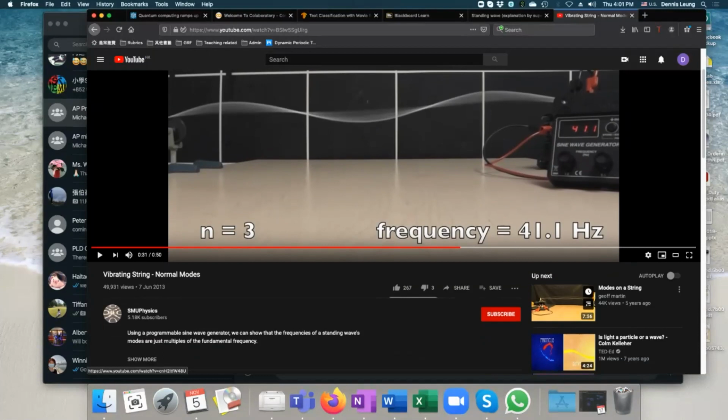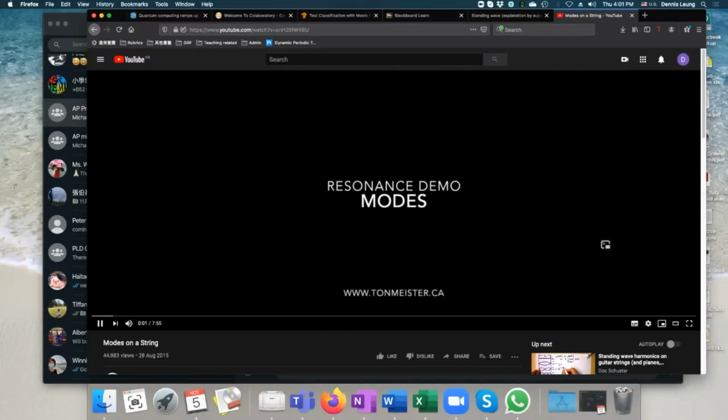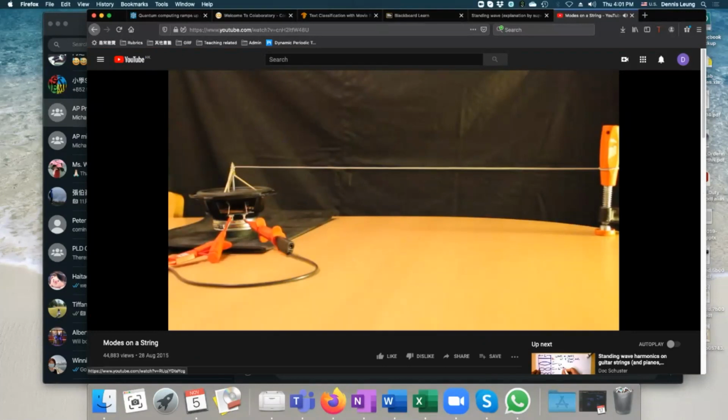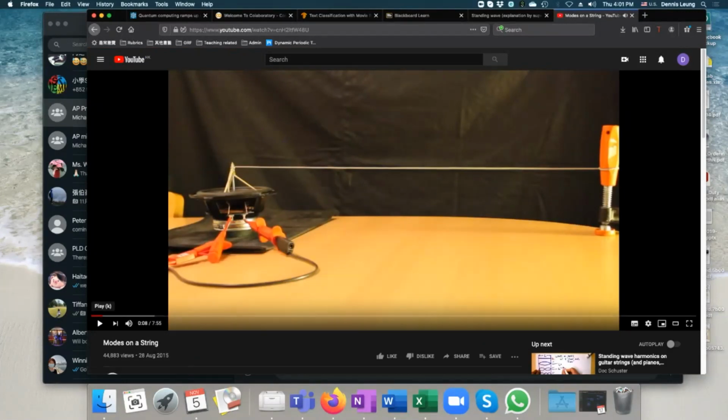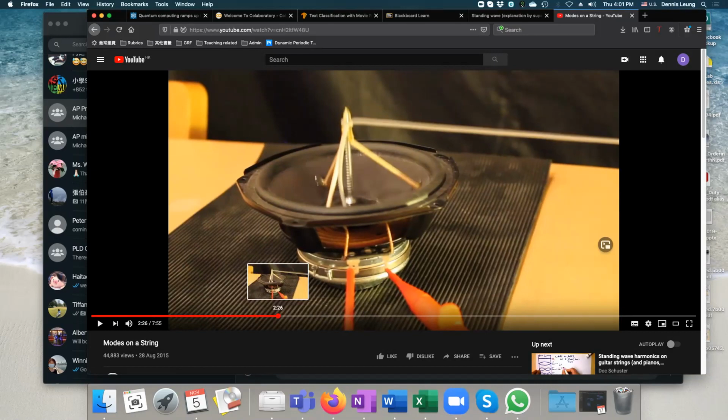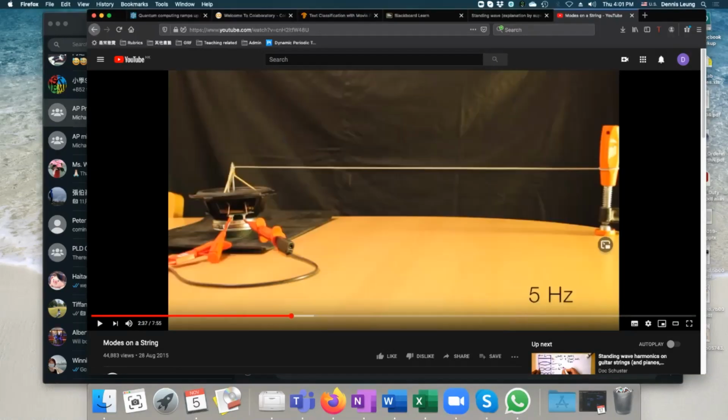Now, let me see if this video will show you. Another way to look at resonance is to look at what are called modes of vibration. n must be an integer. If it is not an integer, then it cannot support a standing wave pattern. The reason is to be explained a little bit later. So let me see if this would show you how it changes when you vary the frequency.